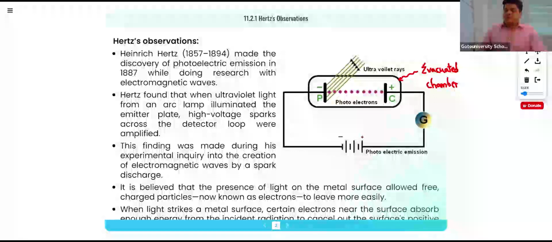Then we have two plates. One plate is known as the cathode plate, and another is known as the anode plate. The cathode plate is also known as the emitter plate, while the anode plate is also known as the collector plate.